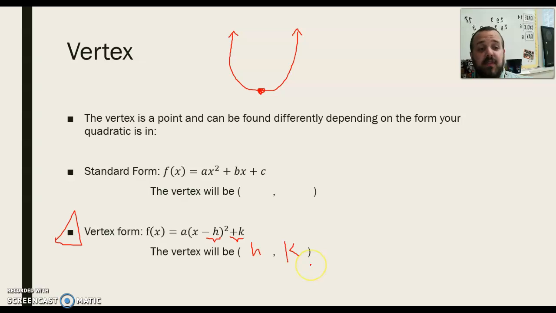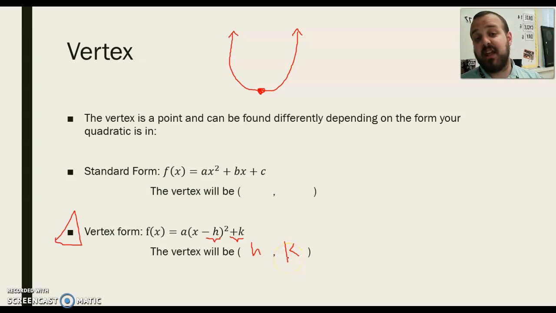And that kind of makes sense if we think about our transformations, right? Transformations, this would move it left and right, aka the x, and this would move it up and down, aka the y. And if you think of your parent function, it's at (0, 0), so it's going to move h units wherever that is, and then it's going to move k units wherever that is, okay? So your vertex is just going to be (h, k).